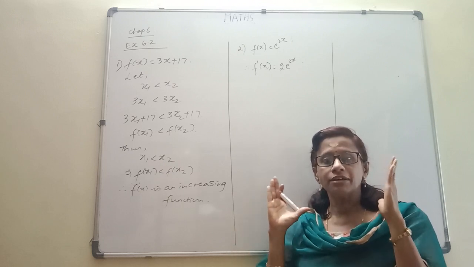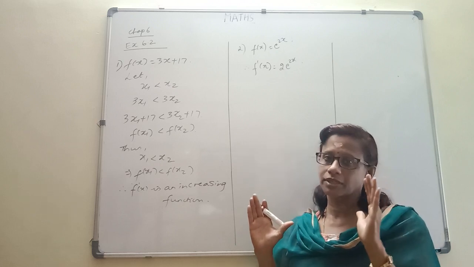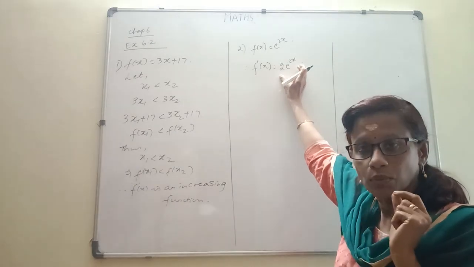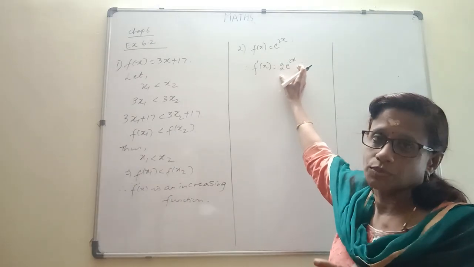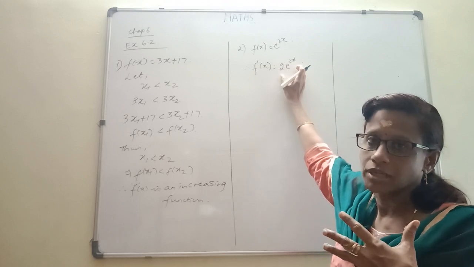This is the idea. So if this function has to be increasing on R, that means on the entire real number line, f dash x has to be positive. Then only this will happen. So our idea is to show that this particular function is positive on the whole real number line. And that is true. Why?